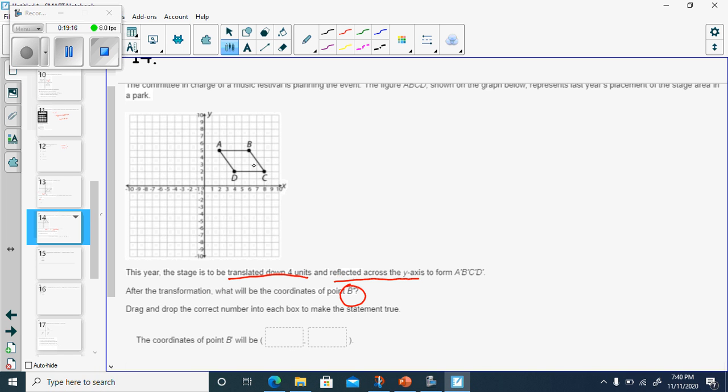Okay, let's translate B 4 units. I'm just going to do point B because that's all that matters. I'm going to translate it 4 units down: 1, 2, 3, 4. Okay, that's where we translated it down. Now reflected across the y-axis. Here's the y-axis. Let's see how far we are from the y-axis. We are 1, 2, 3, 4, 5, 6 on the side, so we'll be 6 on the other side. Okay, this is -6, 1.